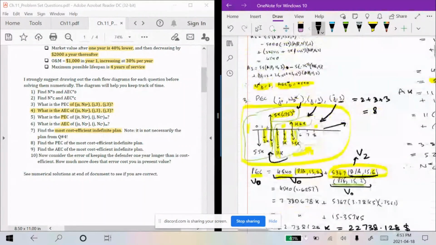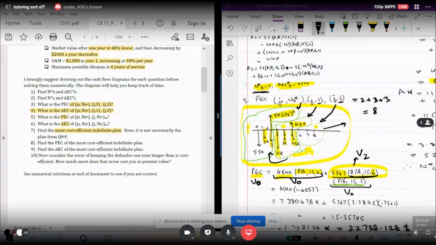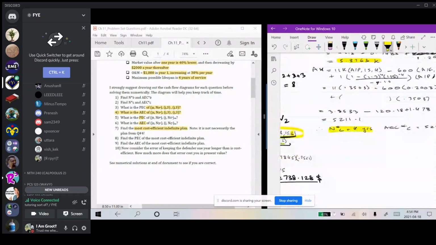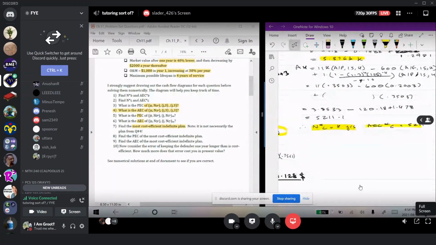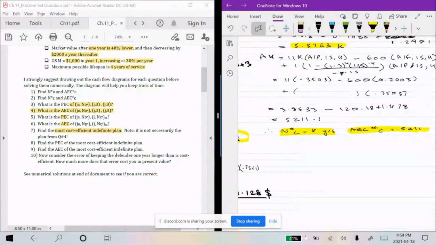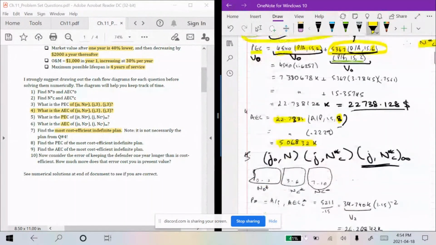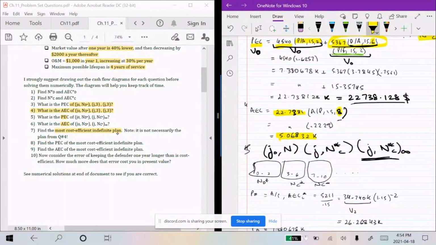For the defender, the cost efficient life was 2 years, if you guys remember. And for the challenger, it was 4 years right here. The AEC for the challenger was 5211, I guess. Yeah, 5211.1 right here. And the AEC for the defender was 4540 right here. So this is what the indefinite plan would look like. Use the defender for a specific period of time, use the challenger for its estimated service life, and then keep repeating the challenger infinitely.